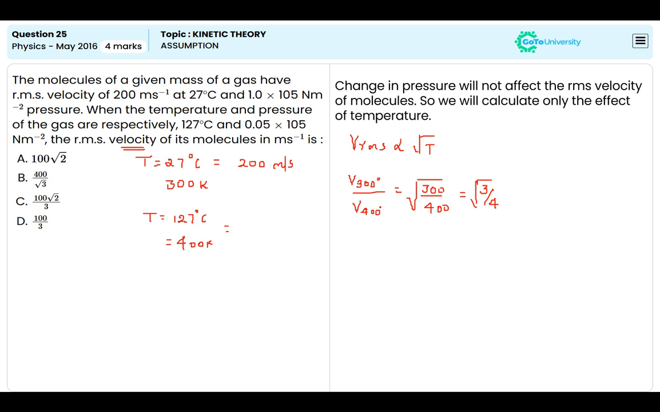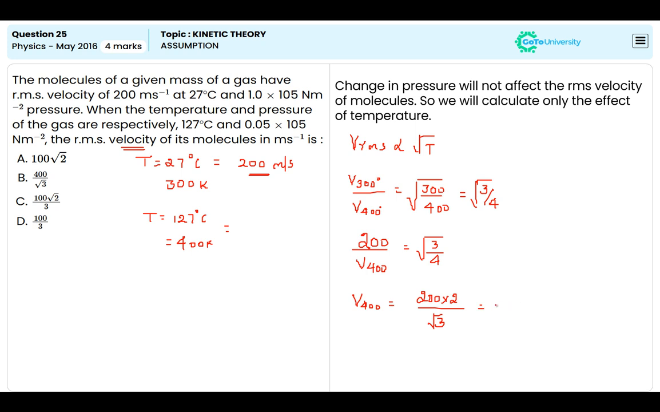Then V300 is equal to 200 meters per second. So I write that directly: 200 divided by V400 is equal to under root of 3 by 4. The root 4 we can take as 2. That means the under root of 4 is equal to 2. Then we can write V400 is equal to 200 into 2, that is 400, divided by root 3.